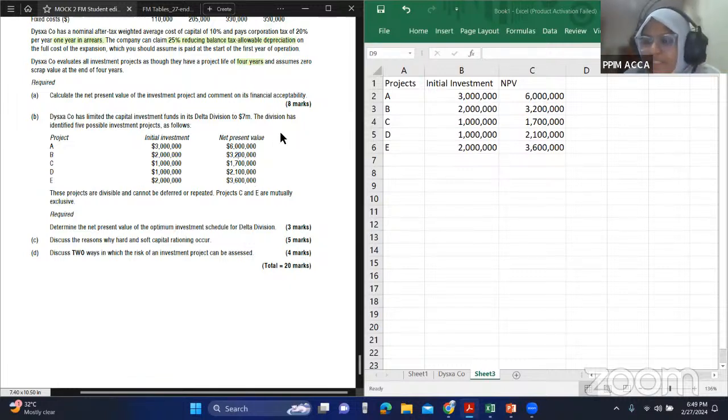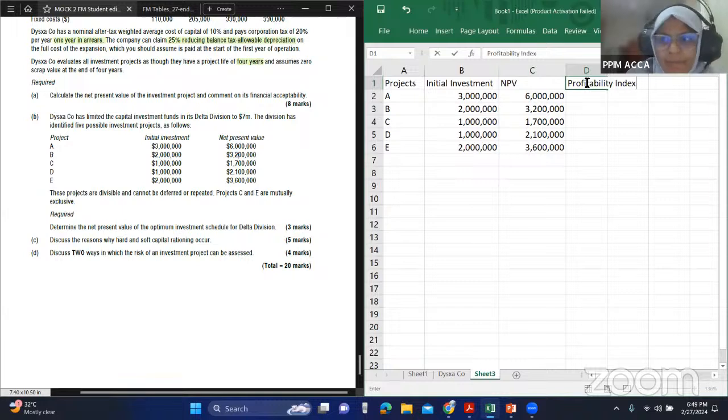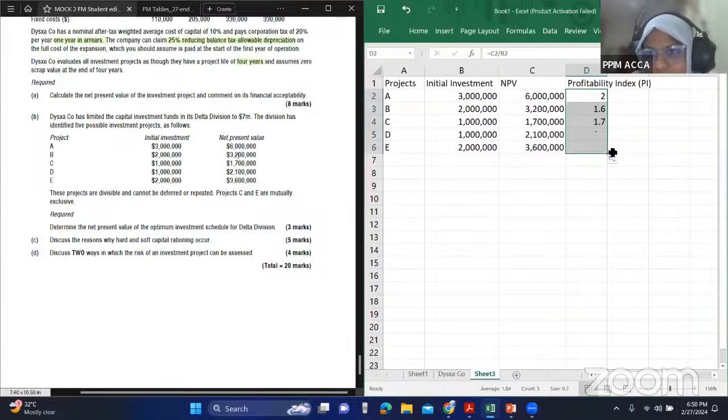To do this, you have to calculate something called a profitability index. If you remember, we call it the PI. How do you calculate the profitability index? It's very simple. You take the NPV and divide it by the initial investment. The NPV is 6 million, you divide it by 3 million, that's 2. Likewise, you calculate it for all the projects. It's given to us easily.